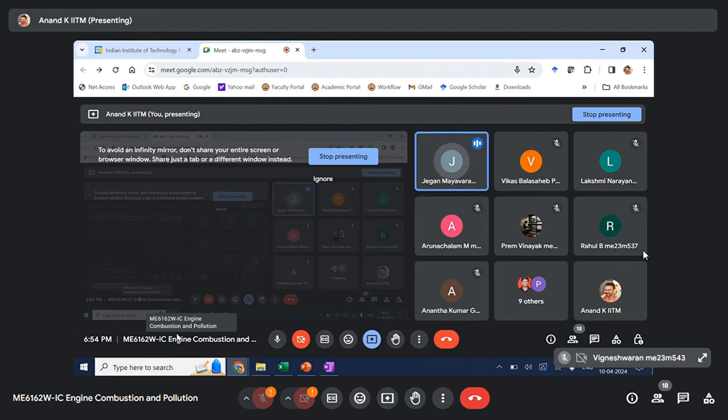Understood, sir. But sir, will this be dependent on the engine load also? That means when I'm having less load. Engine load affects the delay time also, right?